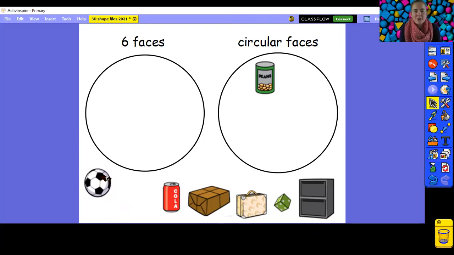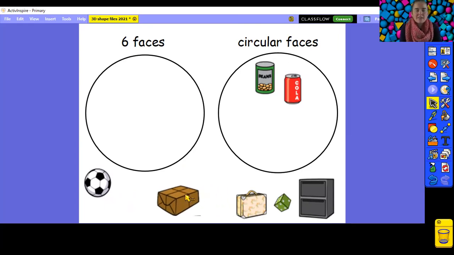I've got my can of cola here, which is a cylinder. Does it have 6 faces? No. Does it have circular faces? Yes, it has 2 circular faces. So I need to put it here with my tin of baked beans, 2 cylinders. What about my package here? My package is a cuboid. Does it have 6 faces? Yes, it does. Does it have circular faces? No, it doesn't.